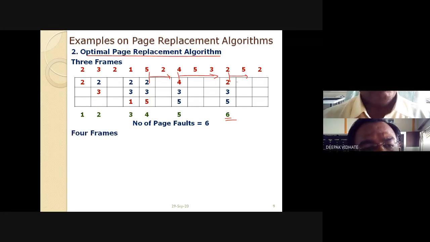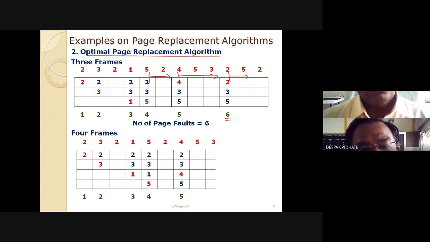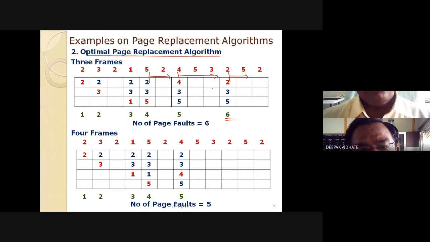Now the next case is 4 frames. How does the optimal page replacement algorithm work when the number of frames is 4? See here, the number of page faults is definitely reduced. Initially it was 6, but if we go for 4 frames, the number of page faults is only 5.